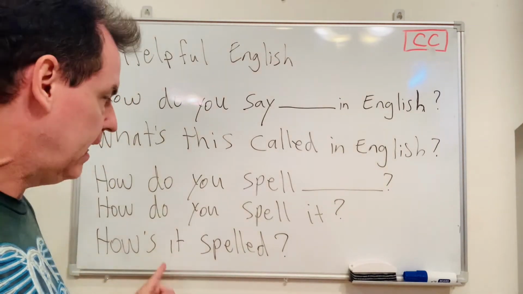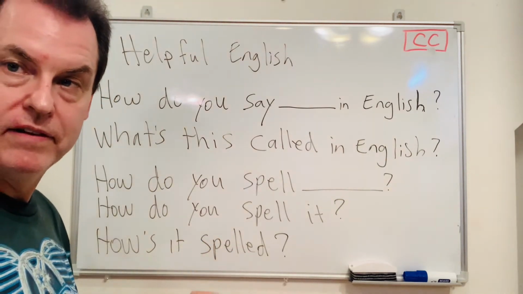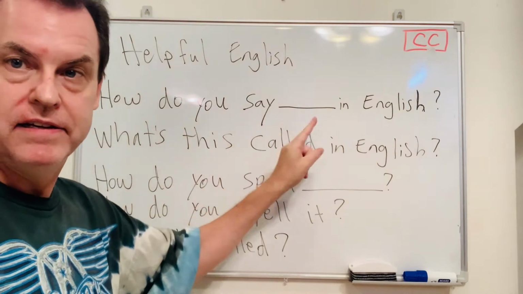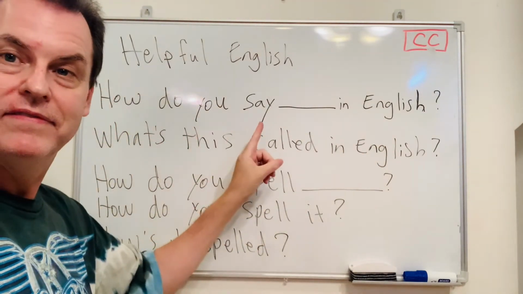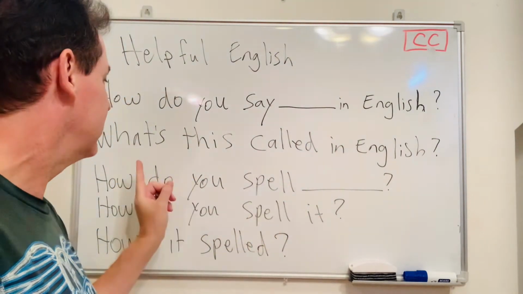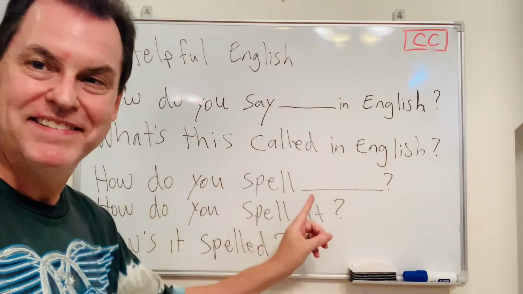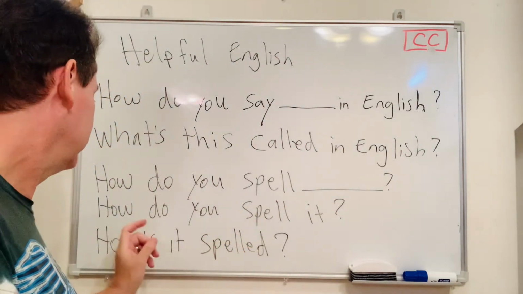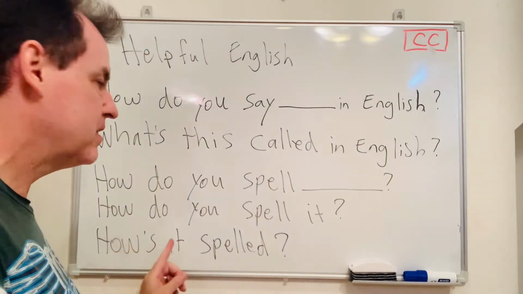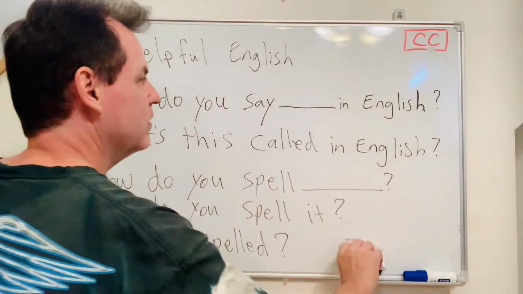How's it spelled? That's the same as how do you spell it? Okay, let's practice these. How do you say in English? Good. What's this called in English? Good. How do you spell it? Good. How's it spelled? Good. Very good. Okay. Now let's go over some more.